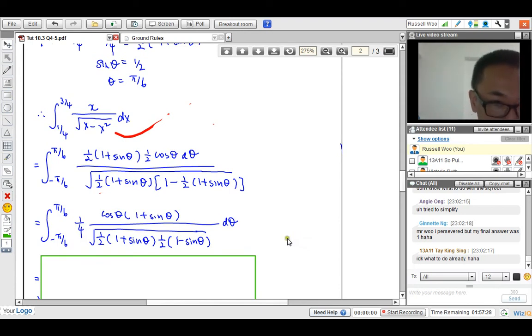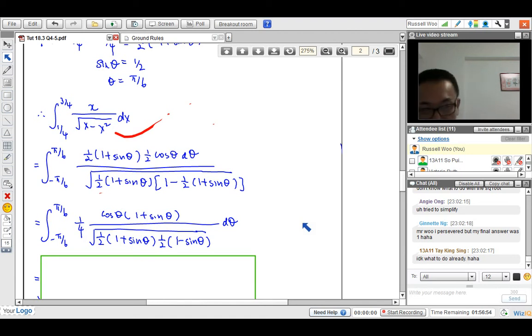Numerator. What I did was the half and the half became 1/4. All right. The cosine theta remains, 1 plus sine theta remains. I just simplified this line to this line, factorizing out a half. So far so good. Just simplify only, no big deal.